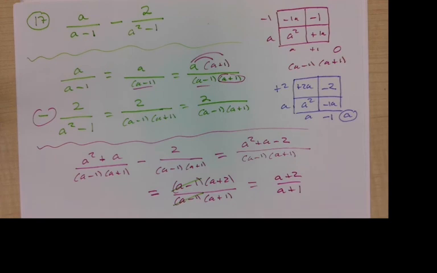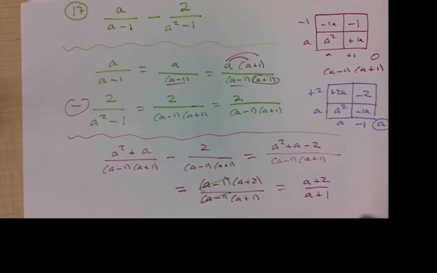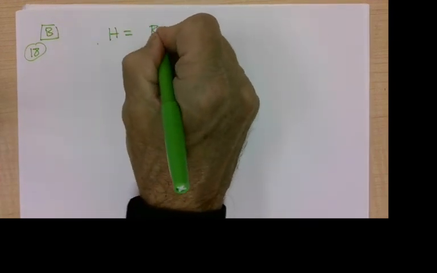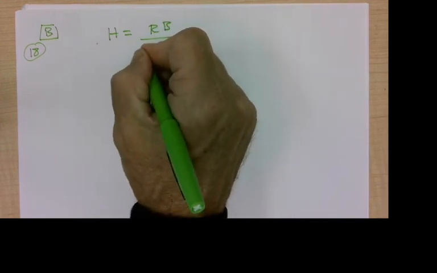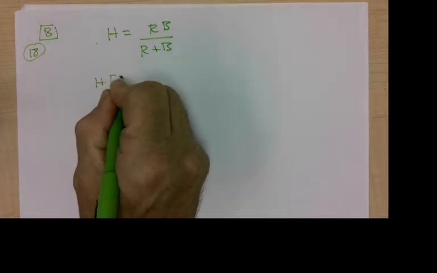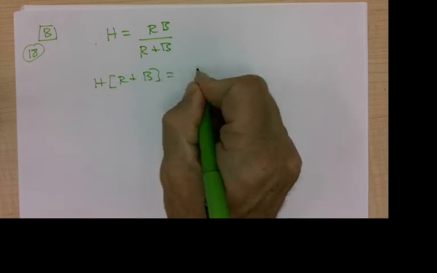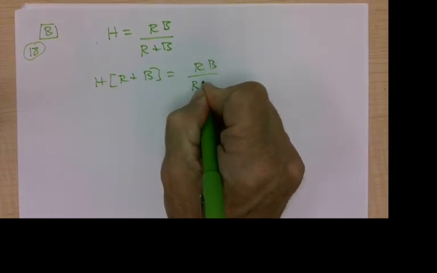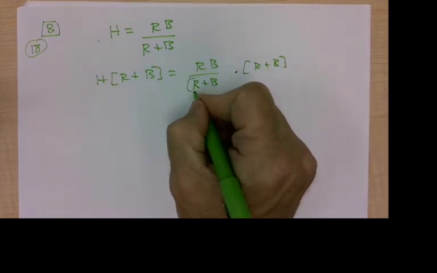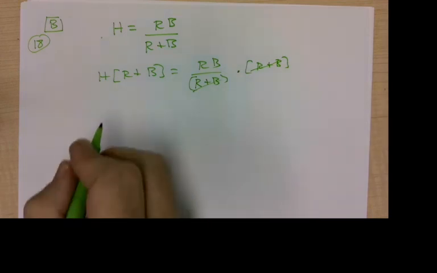Let's take a look at number 18. That requires us to solve for a variable. Number 18, we want to solve for b. We want to find b. And I have h equals rb over (r + b). Let's multiply both sides by (r + b). h times (r + b) equals rb over (r + b) times (r + b). The advantage, of course, of multiplying both sides by (r + b) is the denominator goes away.